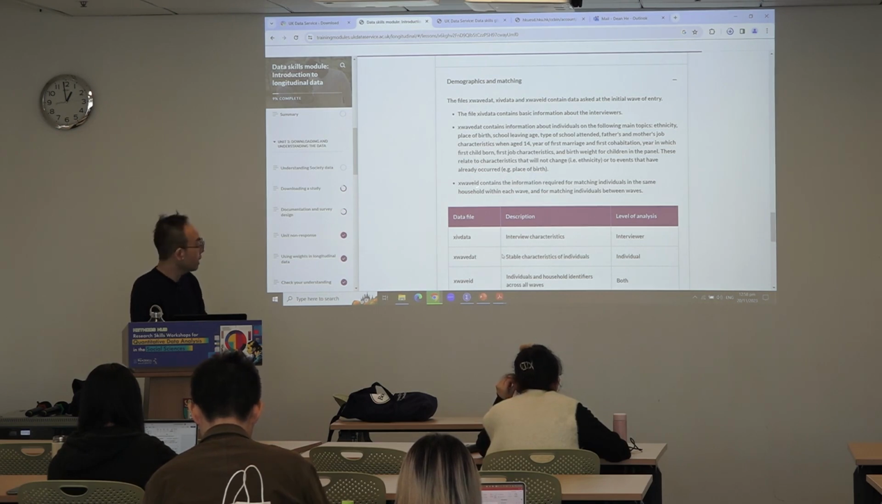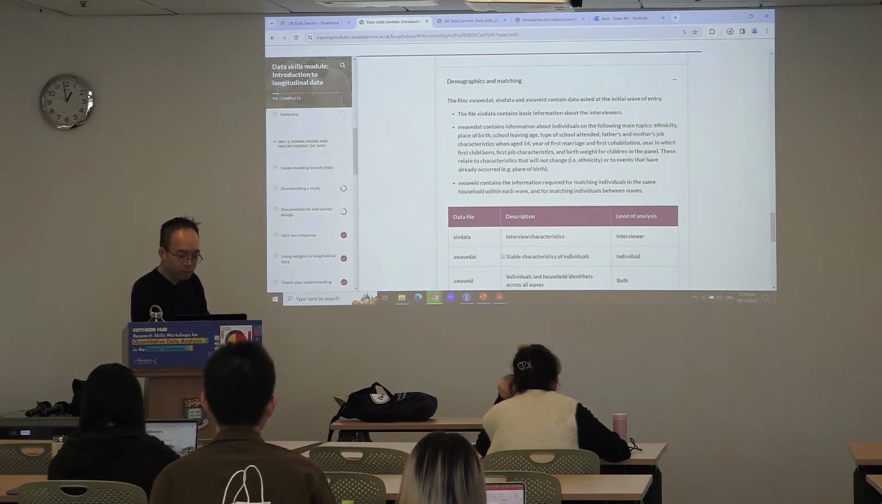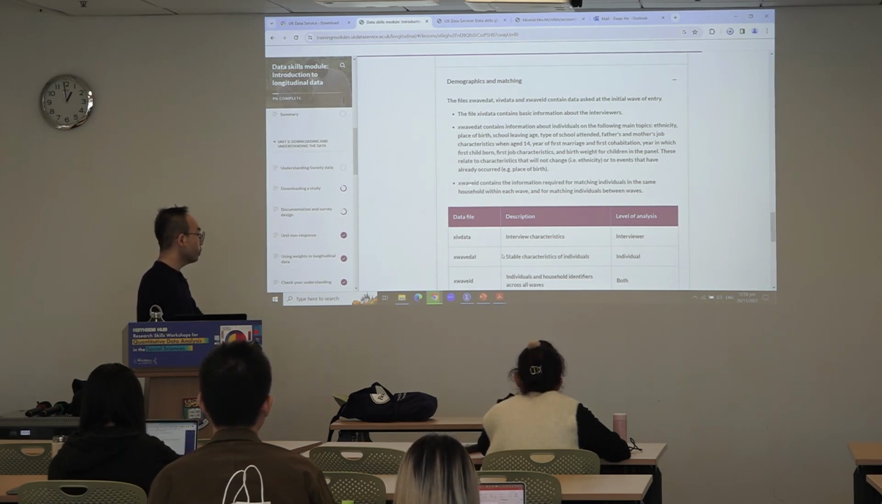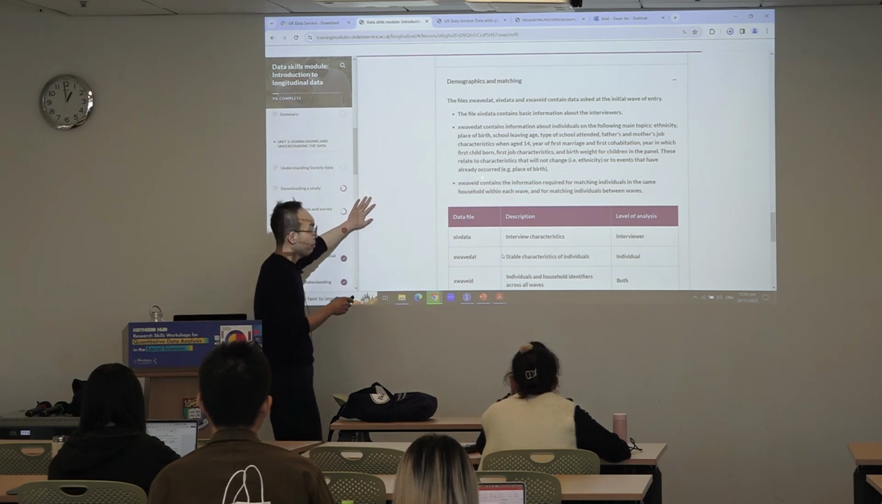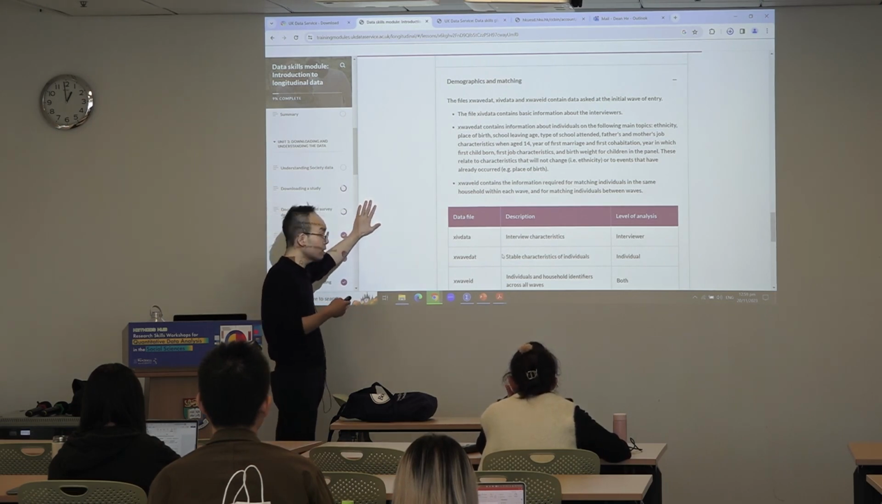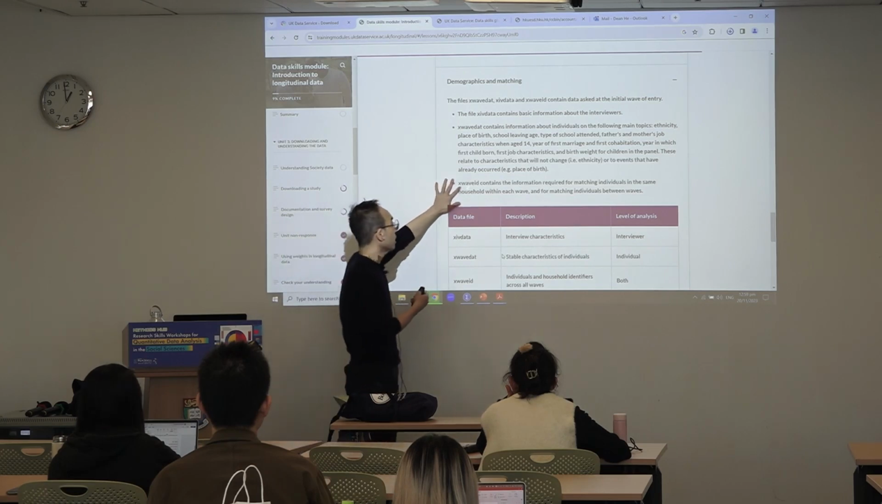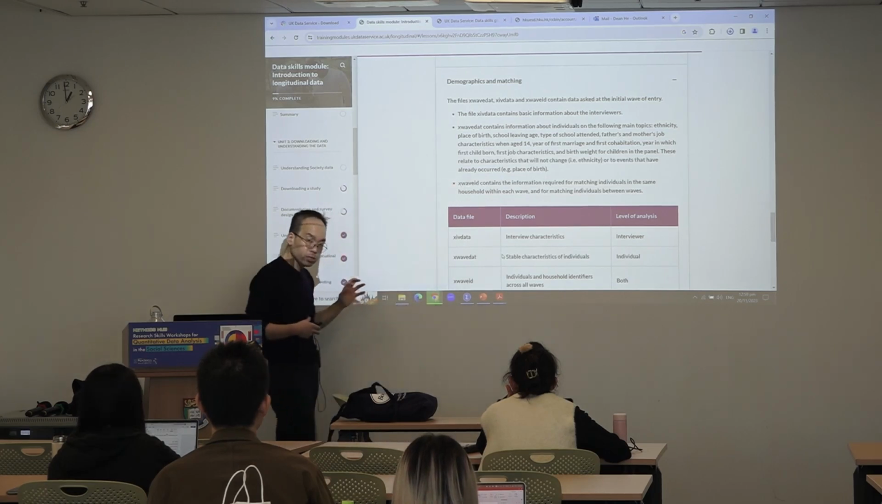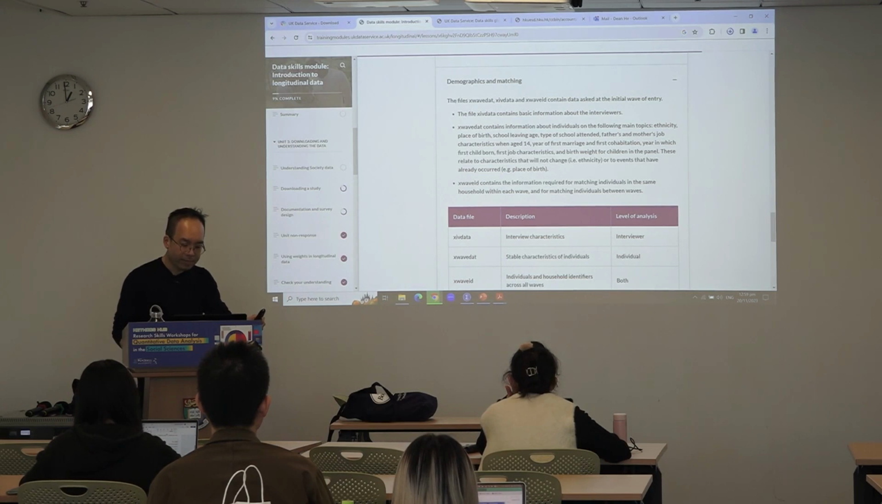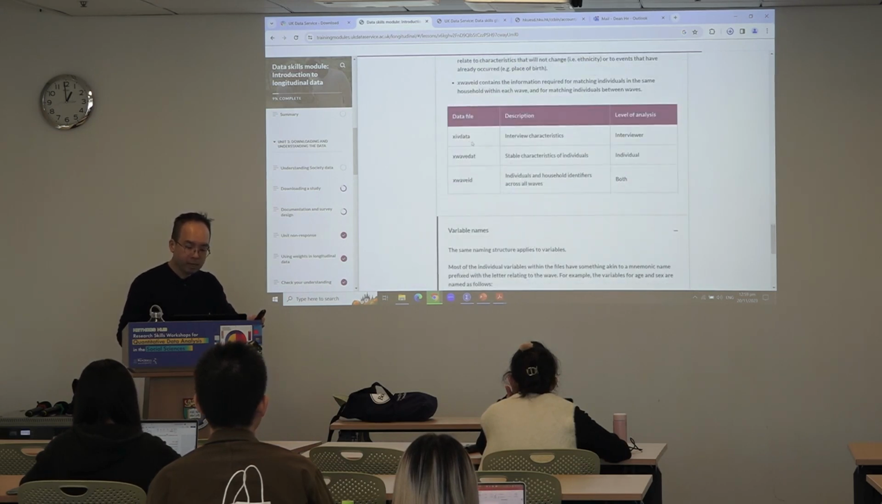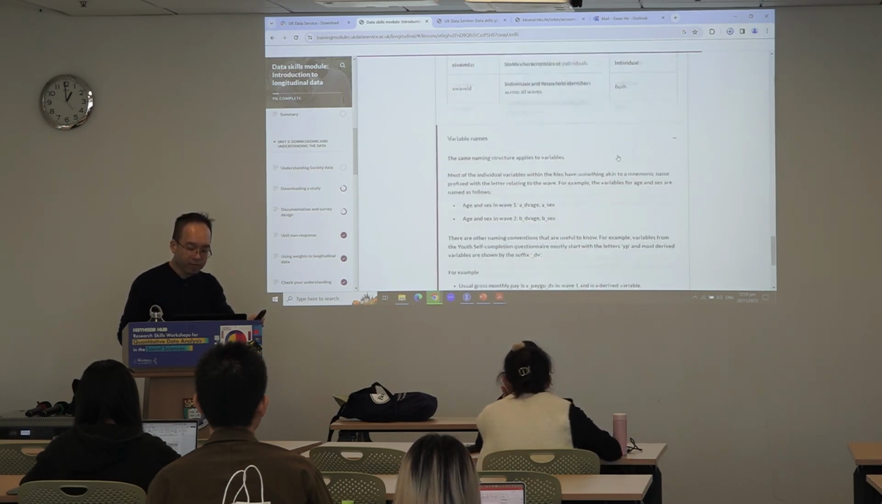And then the second data file contains the information required for matching individuals in the same households within each wave, and for matching individuals between waves. This is the specific variable. You can understand what this is about just by reading the variable itself. This is called X wave ID. You're going to use this to match data sets. So this is it: X IV data, interview characteristics, wave data, wave ID, so the level of analysis.